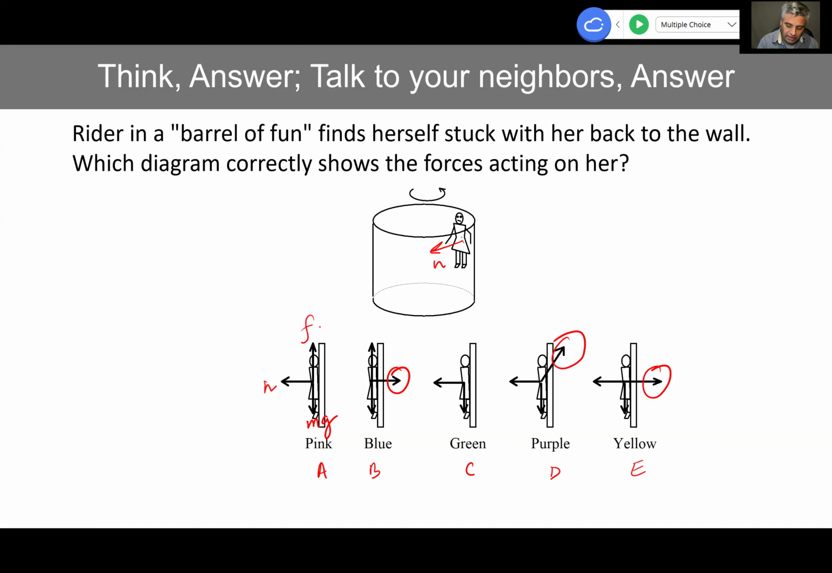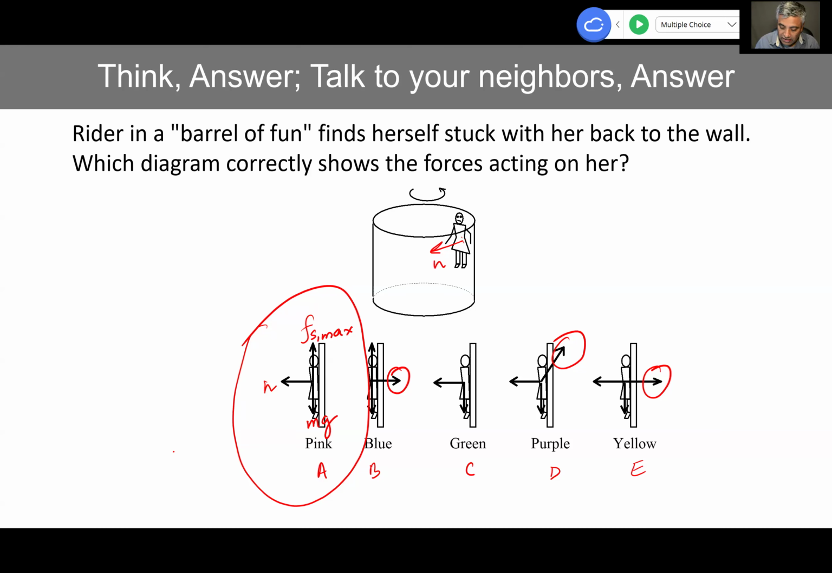In this case, this person is trying to slide down because of the weight. The friction is keeping this person up, okay? And this is the maximum static friction force. So that's the correct free body diagram for this.